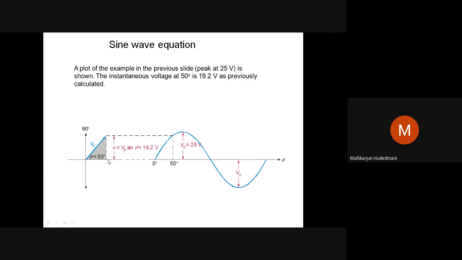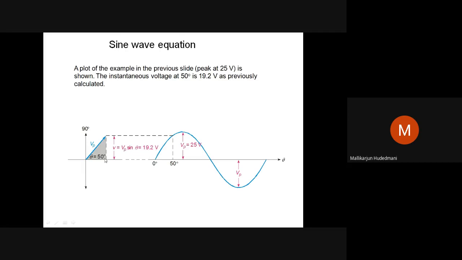At the original point, it is lying horizontal. What is the angle you want to shift? 50 degrees. Make a 50 degree mark and shift it over here. The length of this VP must be equal to the peak value, 25. Then the angle shifted is 50. Then put a torch on this. The projection of this on the vertical scale gives you the value of 19.2.